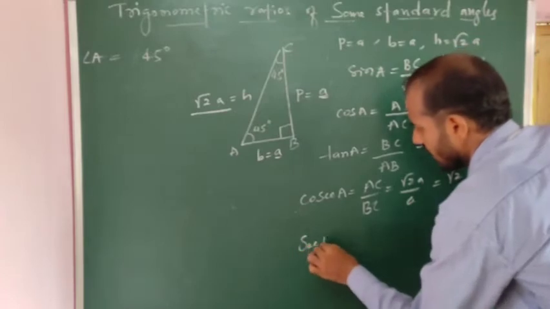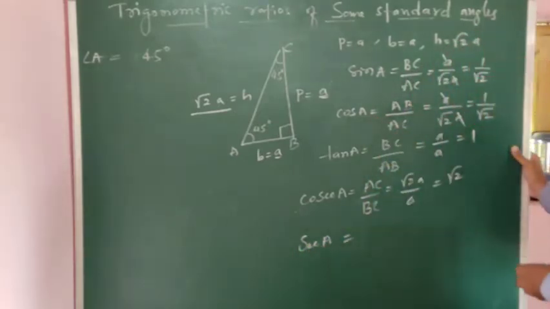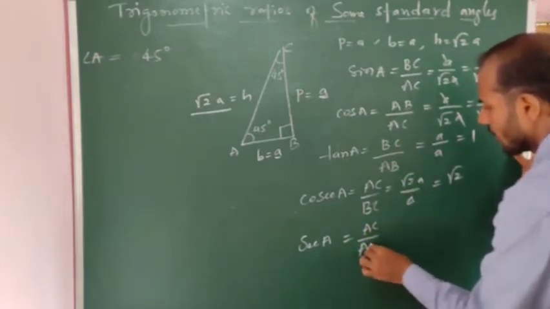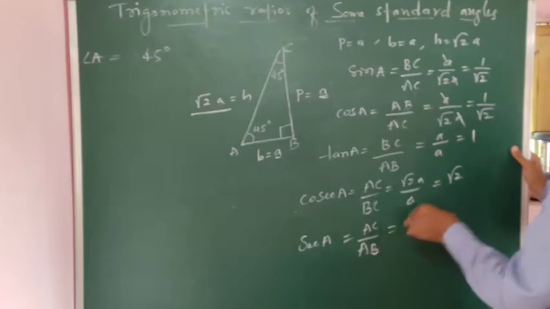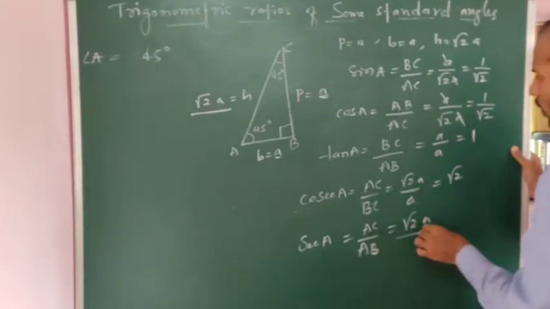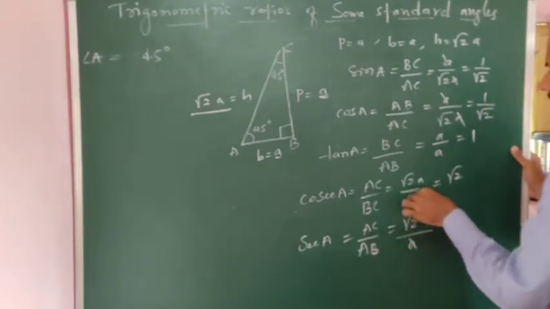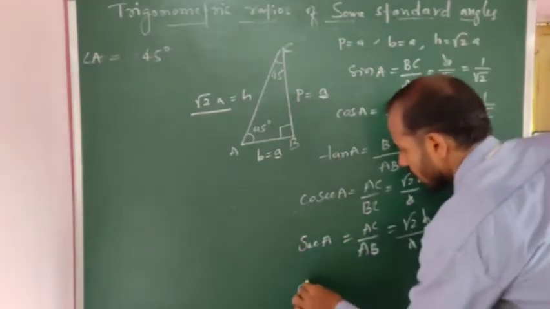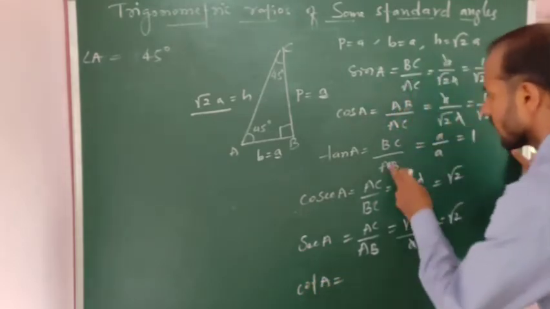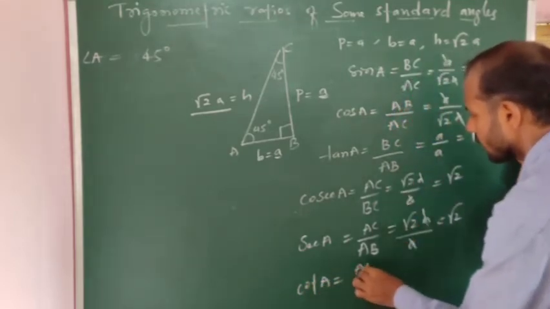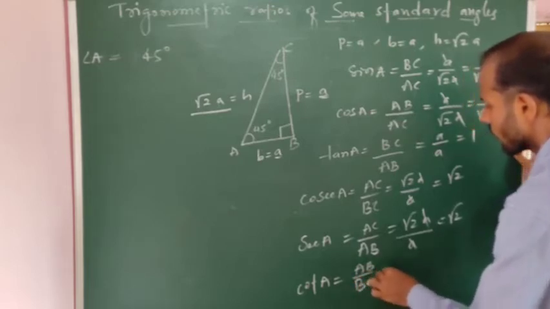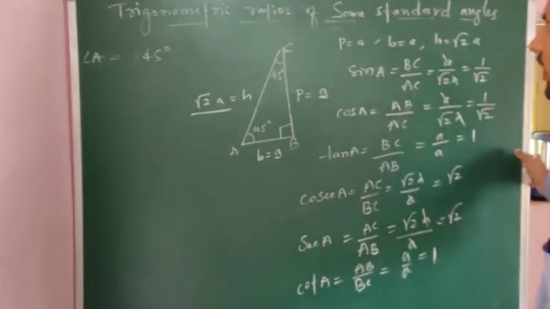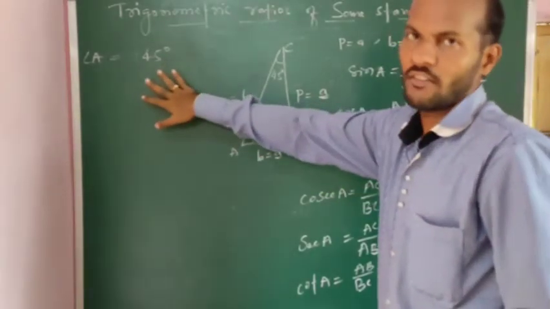And sec A is the reciprocal of what? Cos. It is AC by AB. Value of AC is again root 2A upon A. Again A gets cancelled. What we get here? Root 2. Next, the reciprocal of tan is cot A. This cot value is AB by BC. Therefore, A by A again, here also what we get? 1.